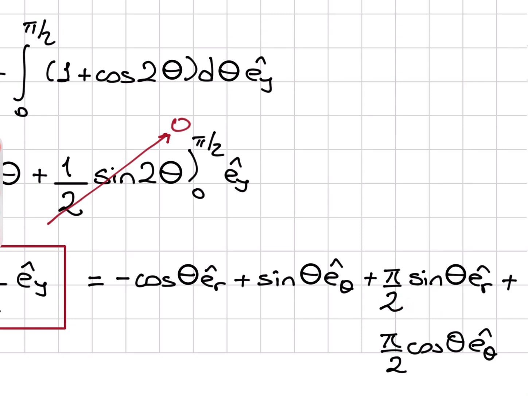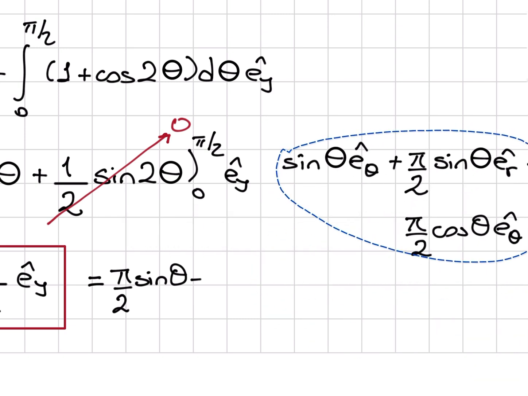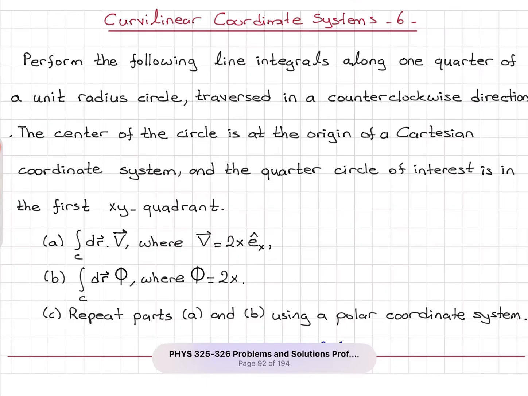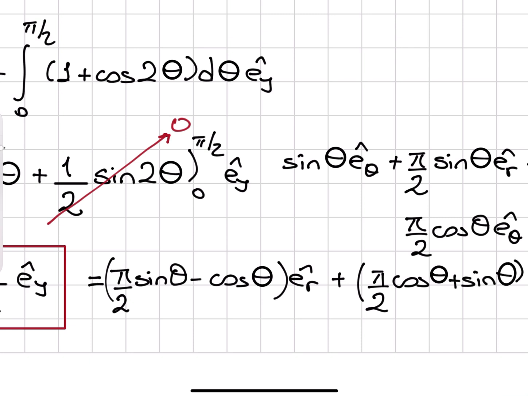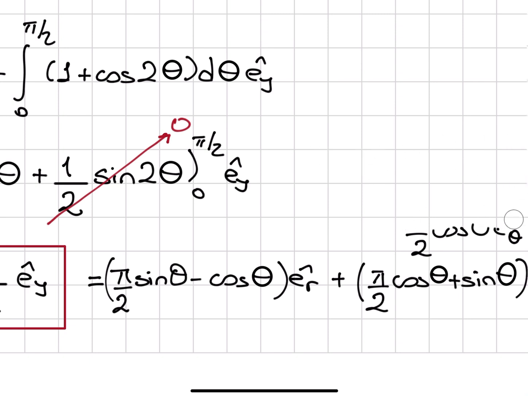We have pi over 2 sine theta minus cosine theta Er hat. So let's put it together: pi over 2 sine theta minus cosine theta Er hat. And then we have sine theta E theta hat and pi over 2 cosine theta, so we have plus pi over 2 cosine theta plus sine theta E theta hat. Okay, so we can also write it explicitly in terms of polar coordinates.